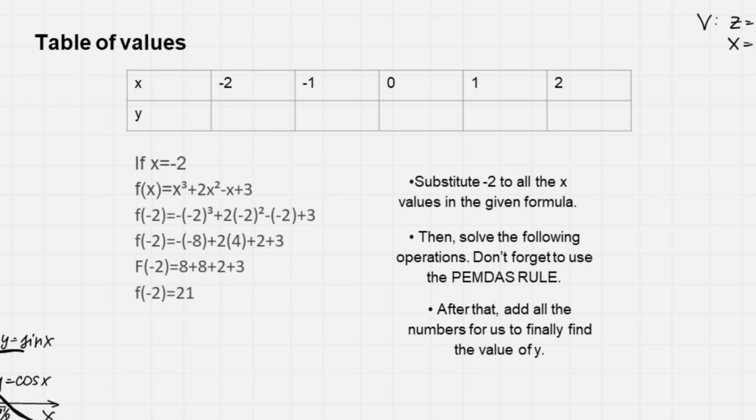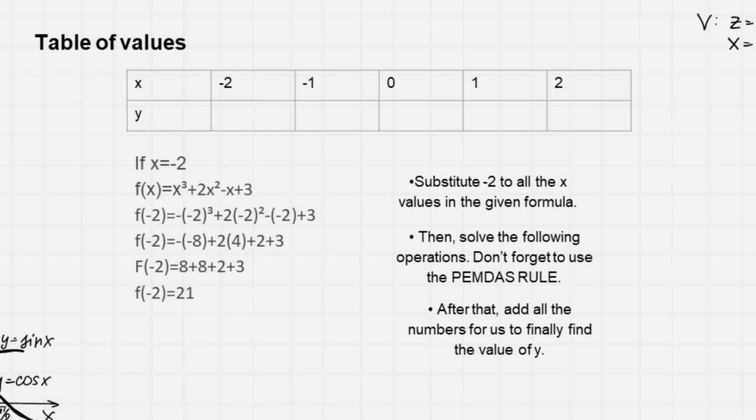So the next thing that we're going to do is to substitute negative 2 in the x variable. So f of negative 2 is equal to negative times negative 2 cubed plus 2 times negative 2 squared minus times negative 2 plus 3. Negative 2 cubed is equal to negative 8. Plus 2 times negative 2 squared, which is equal to 4. Negative times negative is equal to positive. Bring down 2 plus 3.